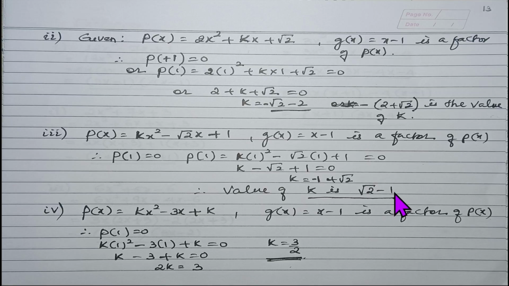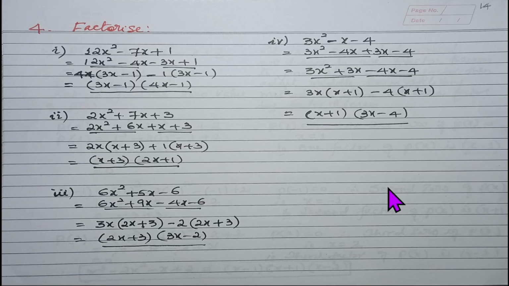The next example is p of x is equal to kx square minus 3x plus k, and g of x is x minus 1, and x minus 1 is a factor of the given polynomial, and that means when I put x is equal to 1 in this, the polynomial should be 0. Therefore kx square minus 3x plus k, when I put x is equal to 1, k into 1 square minus 3 plus k equal to 0, k minus 3 plus k equal to 0, or 2k is equal to 3, or k is equal to 3 upon 2. Remember that.